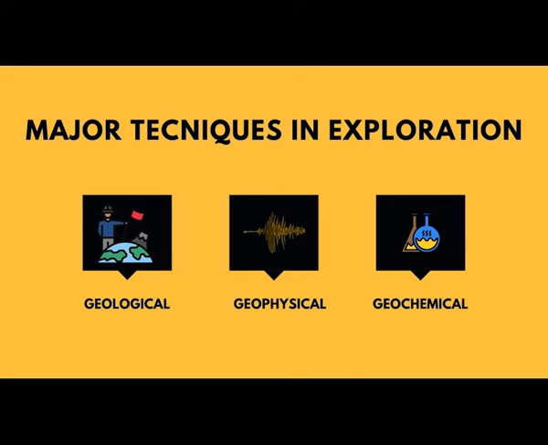Now, let's try to understand what are all the different kinds of techniques involved in exploring oil. As I said earlier, the oil exploration was identified by visually seeing the seepages, but once the seepages are all identified and exhausted, now there is a need to proactively identify, explore, and then start drilling. There are three major techniques available for the upstream companies to do the exploration. Number one is the geological way of doing it. Number two is the geophysical way of doing it. And the third one is the geochemical way of doing it. Let's try to understand each one of them.